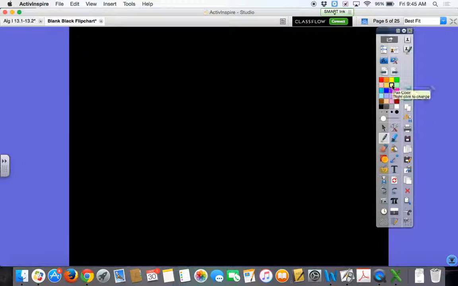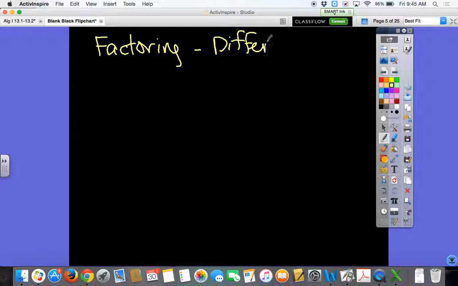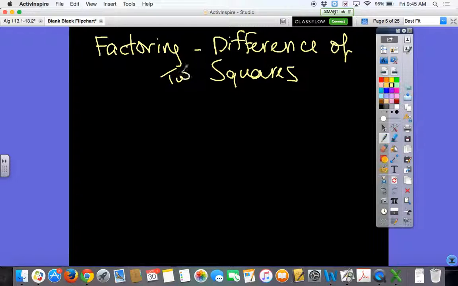Okay, we're going to pick up with factoring. This time we're going to specifically look at the difference of two squares. All right, when you're looking at these, if you're new to it, make sure that you understand what this is implying.